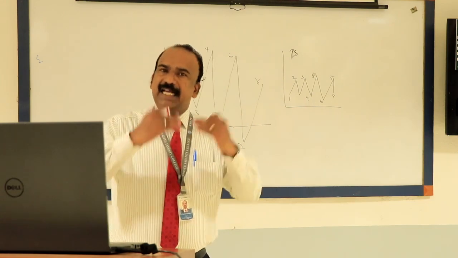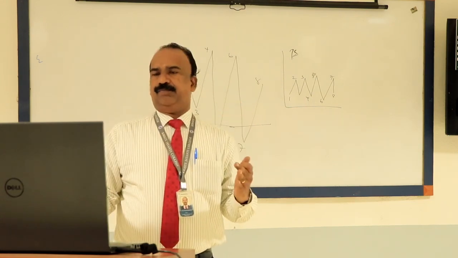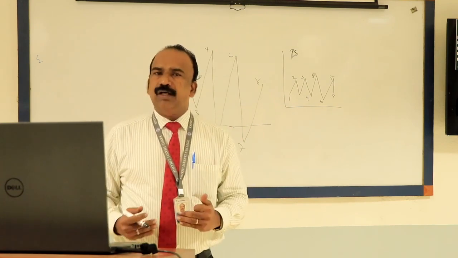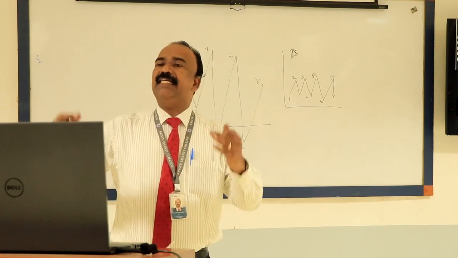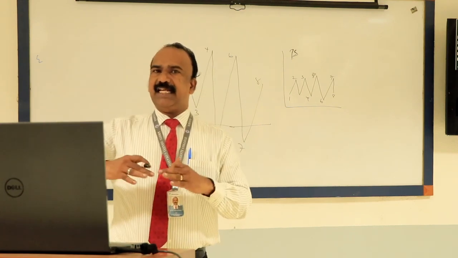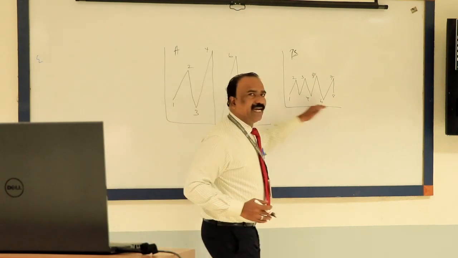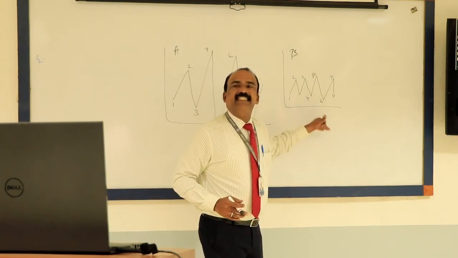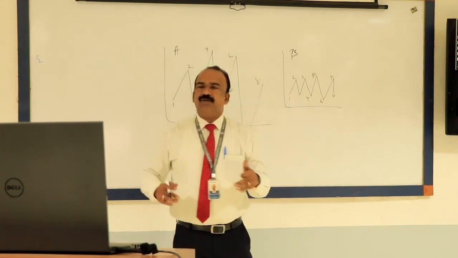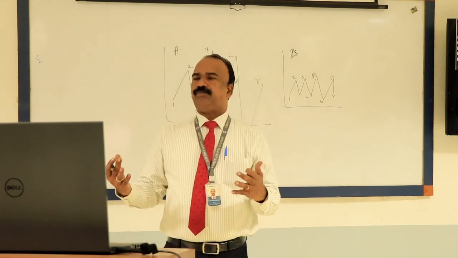So if variability is higher, then the risk is higher. If the variability is low, the risk is low. If the consistency is very high, the risk is low. For example, in stock B, the consistency is very high, so the risk is low. If consistency is very low, the risk is high.